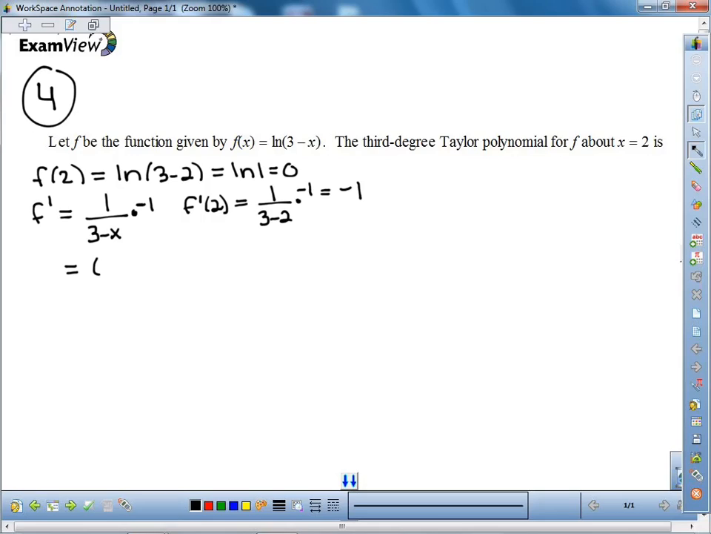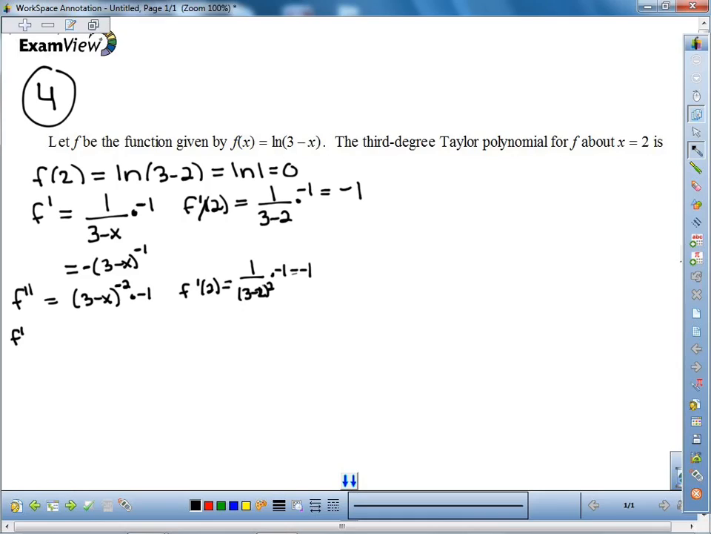To find the second derivative, I'm going to write this as negative 3 minus x to the negative 1. So the second derivative is going to be 3 minus x to the negative 2 times the derivative of the inside. When I substitute 2, I'm going to have 1 over 3 minus 2 squared times negative 1, which is negative 1.